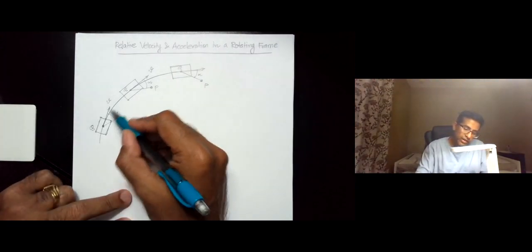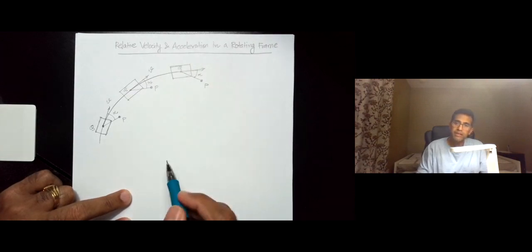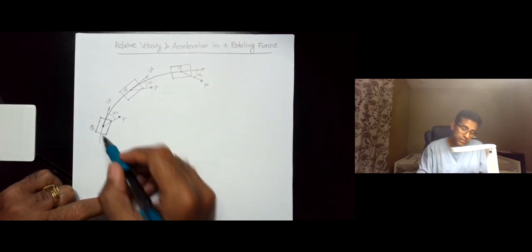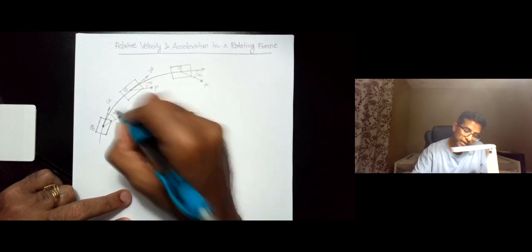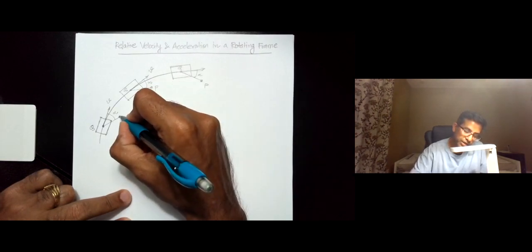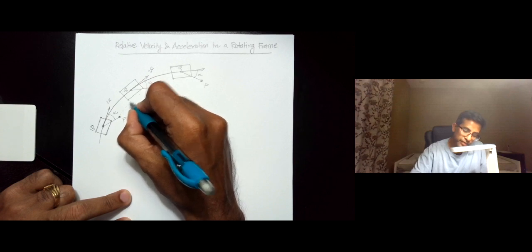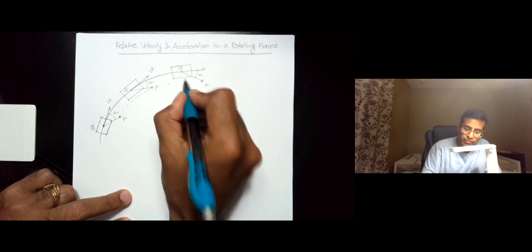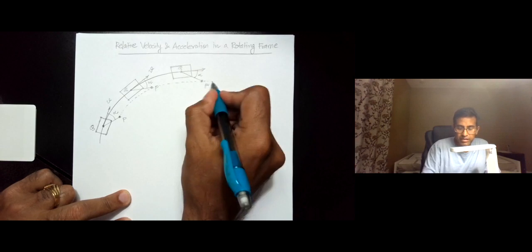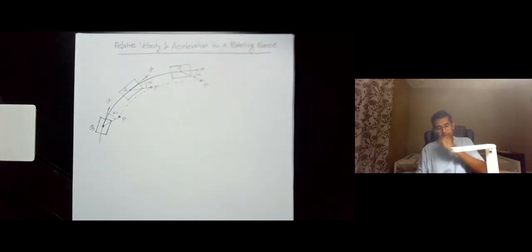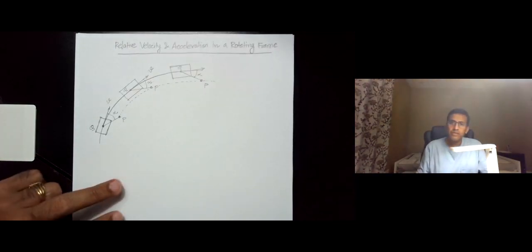Now this solid line that we have drawn is the path being traced by the point Q, and if we take the path taken by the point P and join them by a dashed line, then we see that the path looks like this.